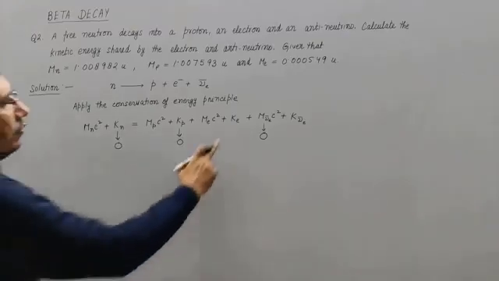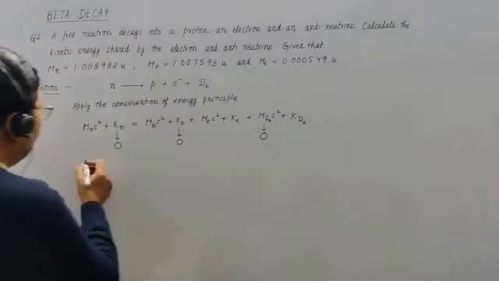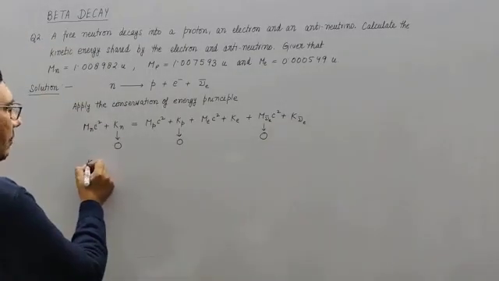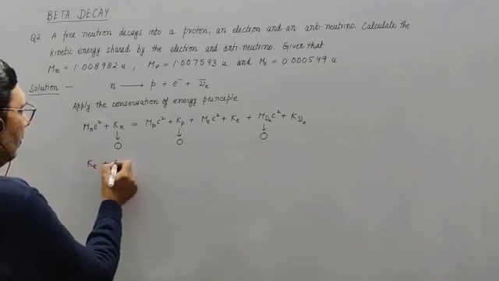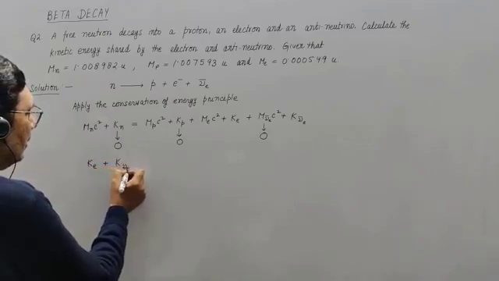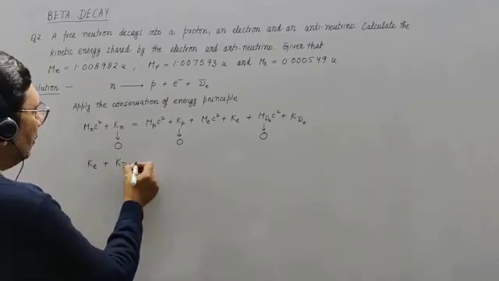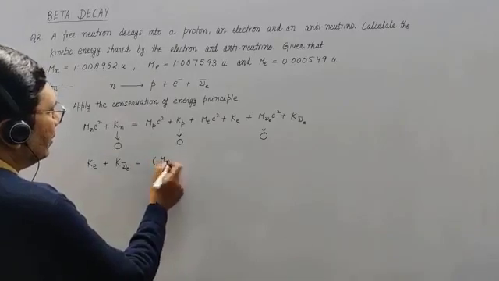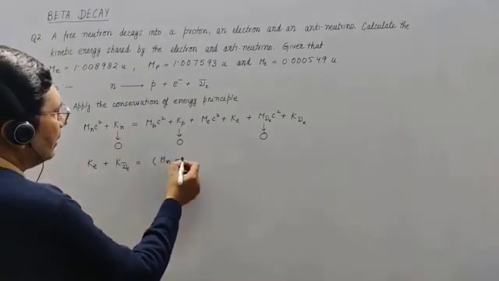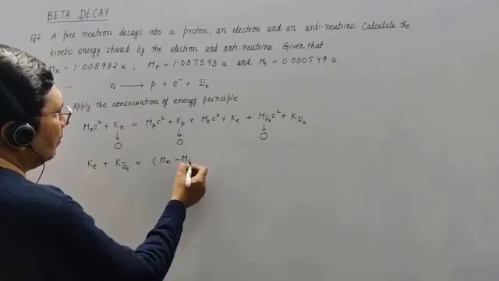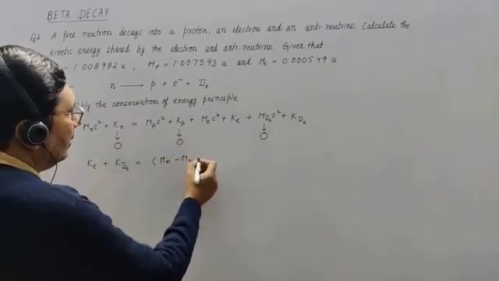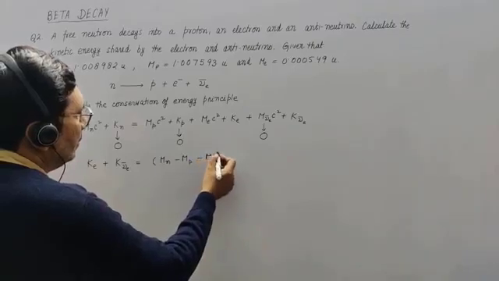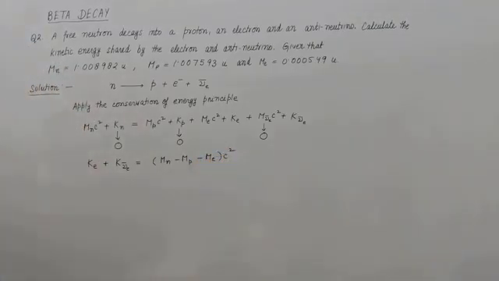Now what do we want to find out? We want to find out Ke plus K nu e. So we can rearrange this equation and write that Ke plus K nu e bar, the antineutrino, is equal to (Mn minus Mp minus Me) times c square. This will be the formula for the combined kinetic energy of electron and antineutrino.